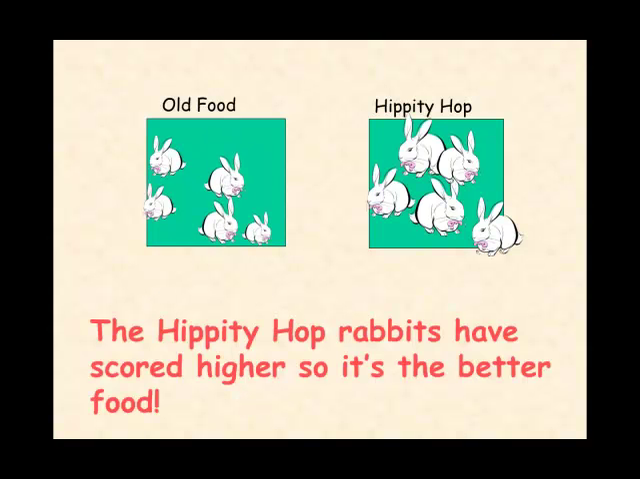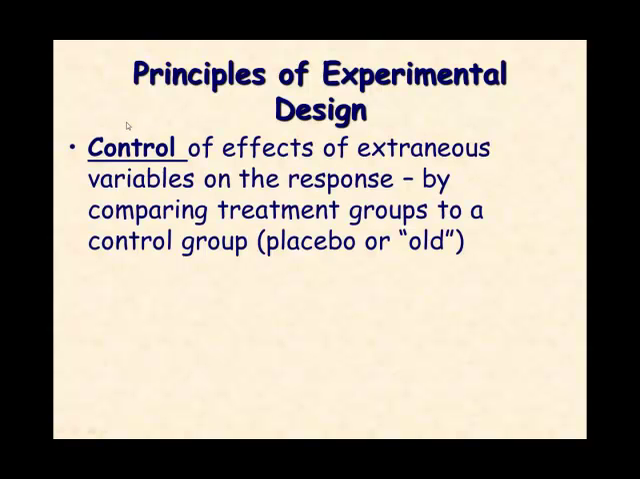The hippity hop rabbits have scored higher, so it's better food. So the principle of experimental design: we have to have a control. We control the effects of extraneous variables on the response by comparing treatment groups to a control group, a placebo, or an old version of the treatment.